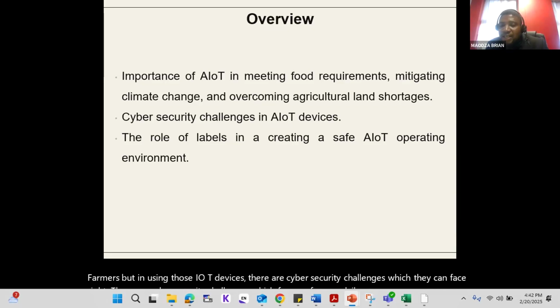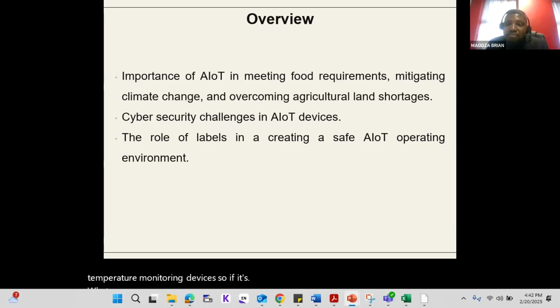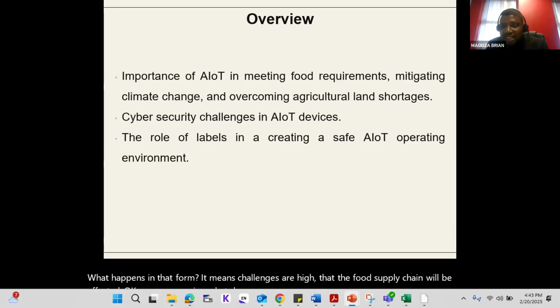For example, you look at a farmer who has, say, maybe 10,000 square meters of greenhouses, right? The greenhouses are being monitored by a system. The system has some IoT devices or temperature monitoring devices. So if a cyber attack happens on that farm, the chances are high that the food supply chain will be affected.